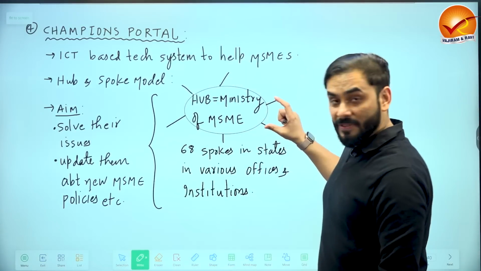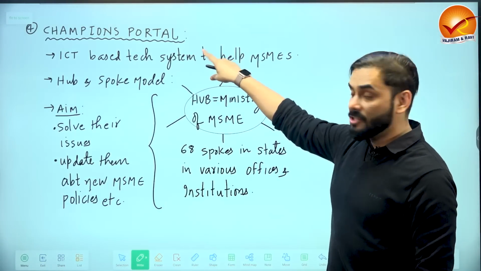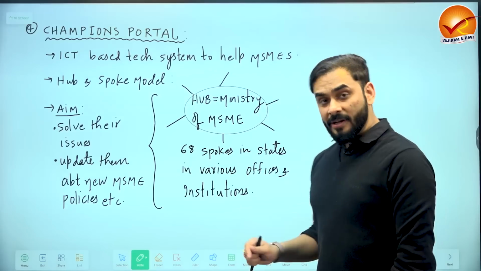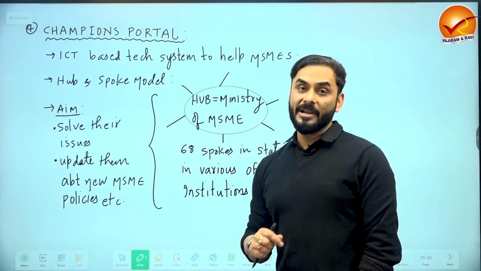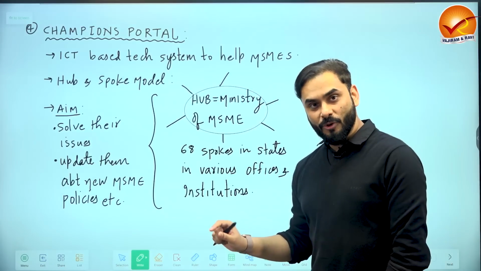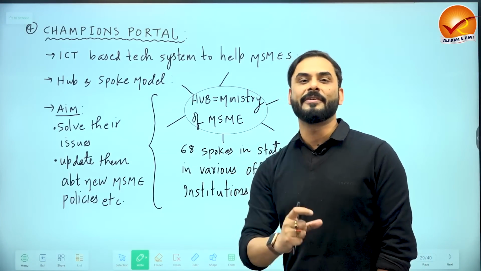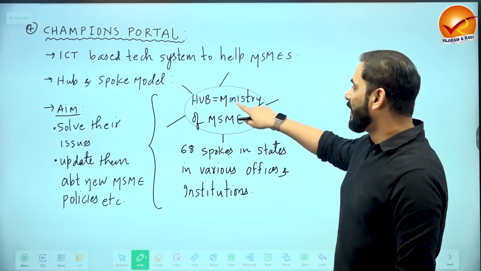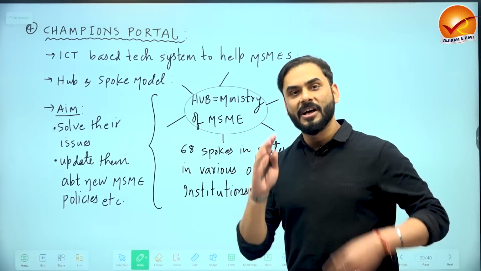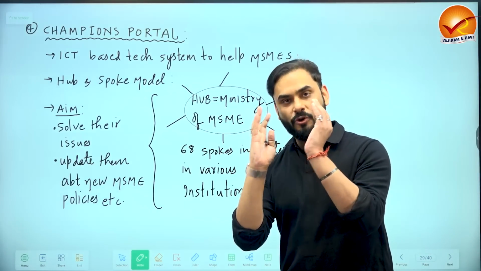So what is the theme of this model which the government is following in Champions Portal? It's called hub and spoke model. What is hub and spoke model? In the hub and spoke model, there is one entity which is the core entity, which is the most important entity. Like Ministry of MSME, it is the hub. Hub means it is the focal point, core.